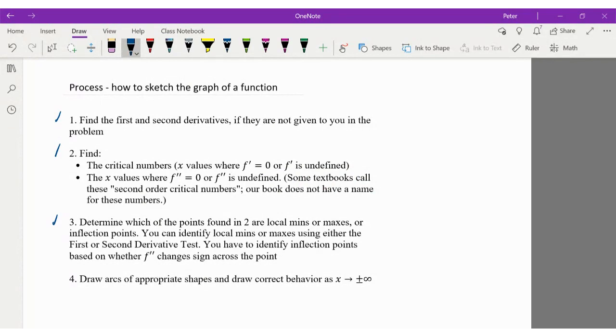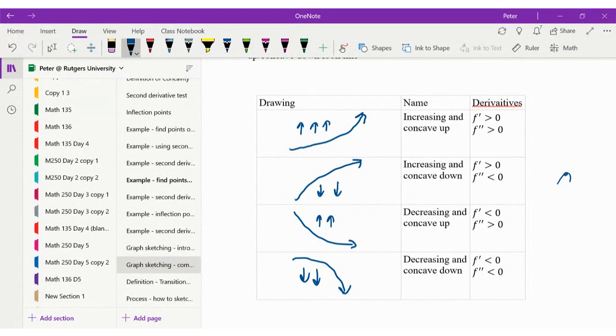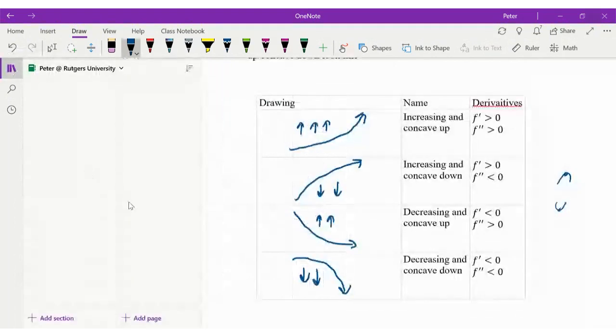So once you do that, you're just going to draw in the appropriate arcs, by which I mean you're going to draw in these shapes in the appropriate intervals. Or you may even, if you identify something as a max, just draw a little arc like that over the max. Or if it's a min, you can draw something like that. So you're just going to draw them in based on the information that you have and what we already know about the shapes of functions. So let's see.